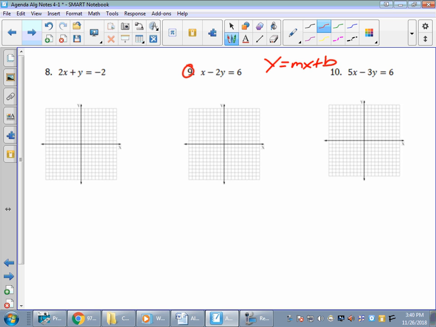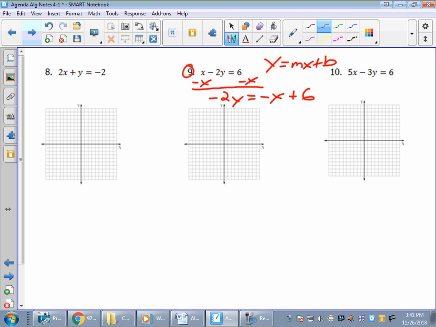Remember, we want to get y by itself on the left. So the easiest way here is to first subtract our x. Get rid of this x. And so now when I rewrite it, I've got negative 2y equals, and I'm going to write my x first, negative x plus 6, just so it's closer to be in slope-intercept form.